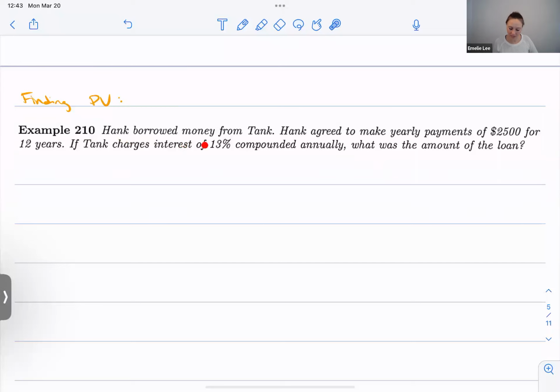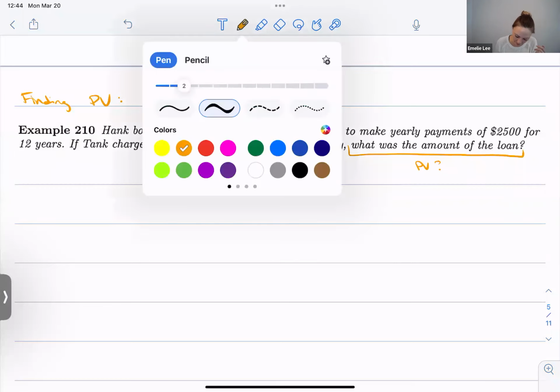Hank borrowed money from Tank. I love this question. Hank agreed to make yearly payments of $2,500 for 12 years. If Tank charges interest at 13% compounded annually, what was the amount of the loan? So the amount of the loan is the present value. Whenever you're borrowing money, that amount is the present value of the loan.